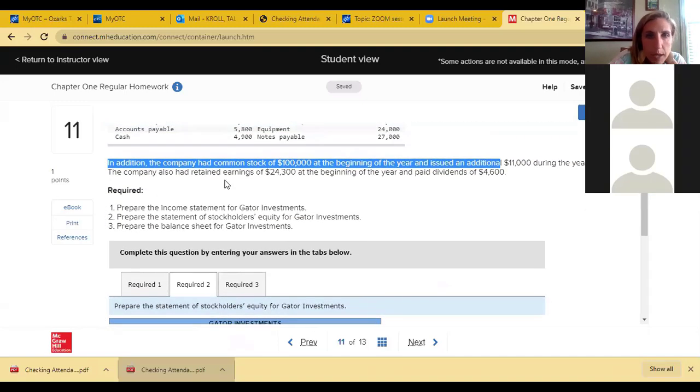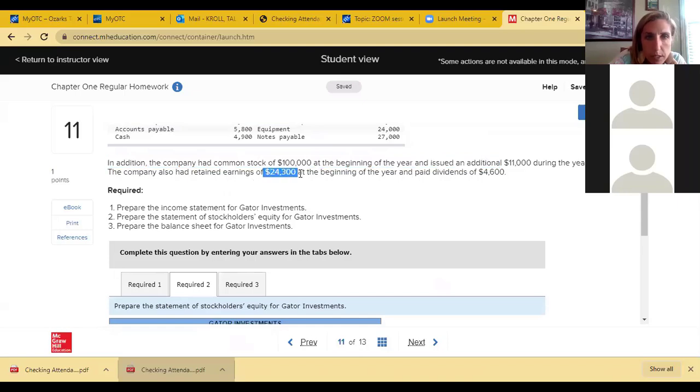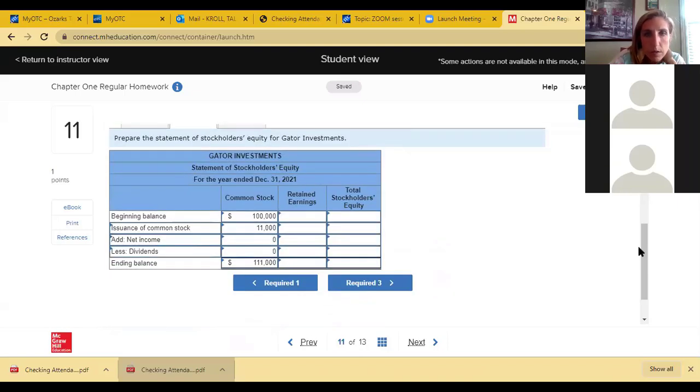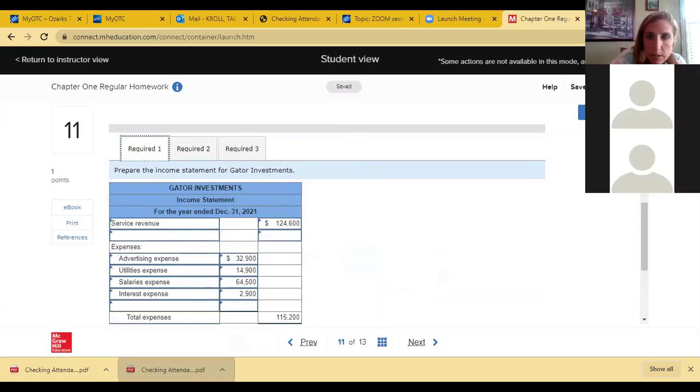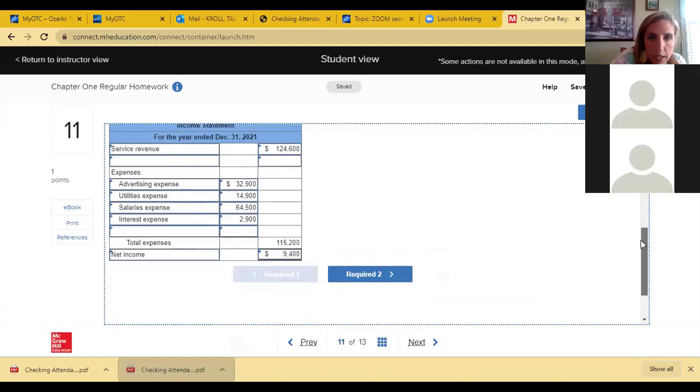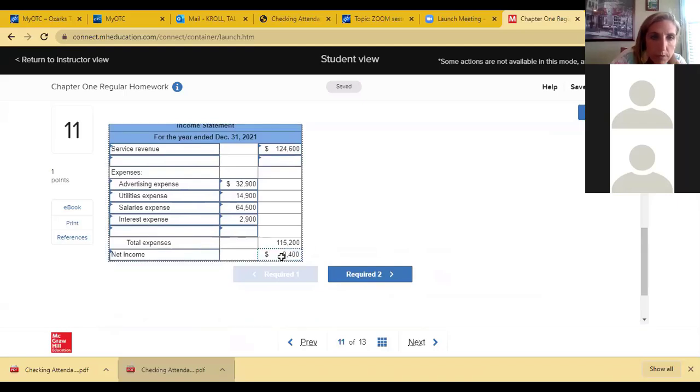Retained earnings had a beginning balance of 24,300. So I type that in. I don't put anything in this box for the issuing of common stock because that already went into the common stock account. And this number, I believe it was 9,400 of net income, came from the first financial statement that we created. This statement said that we had a net income right here at the bottom of 9,400.